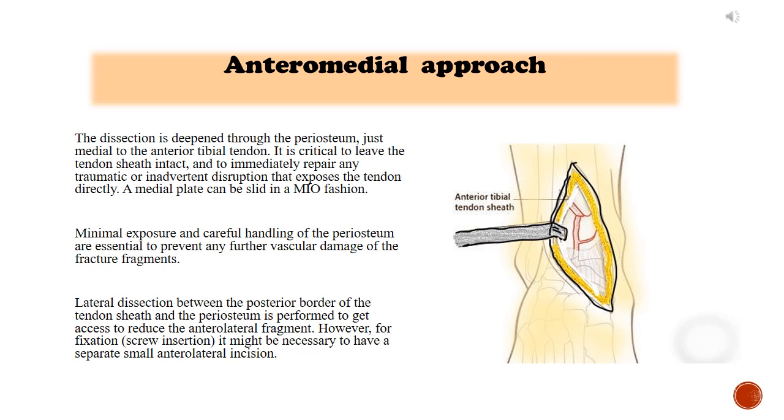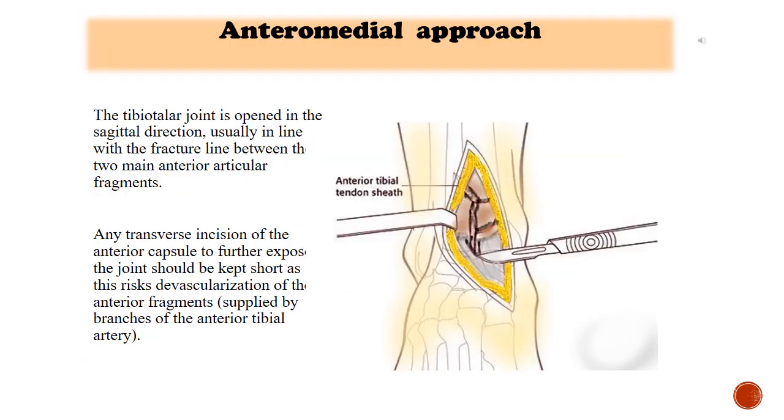Lateral dissection between the posterior border of the tendon sheath and the periosteum is performed to get access to reduce the anterolateral fragment. However, for fixation, screw insertion, it might be necessary to have a separate small anterolateral incision. The tibial joint is opened in the sagittal direction, usually in line with the fracture line between the two main anterior articular fragments. Any transverse incision of the anterior capsule to further expose the joint should be kept short, as this risks devascularization of the anterior fragments, supplied by branches of the anterior tibial artery.